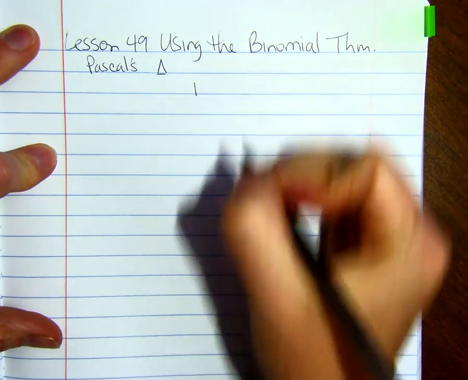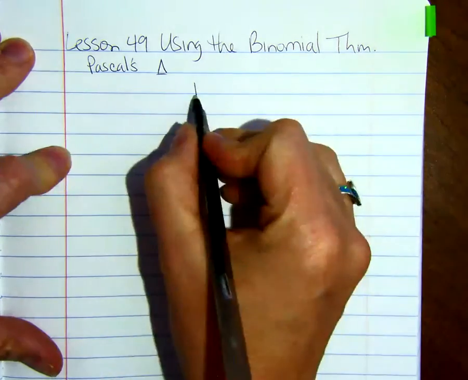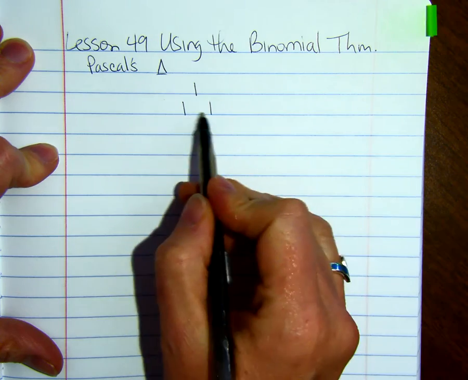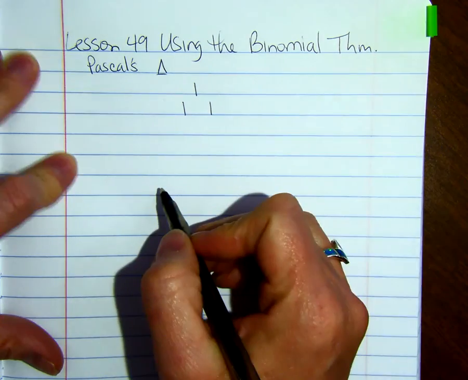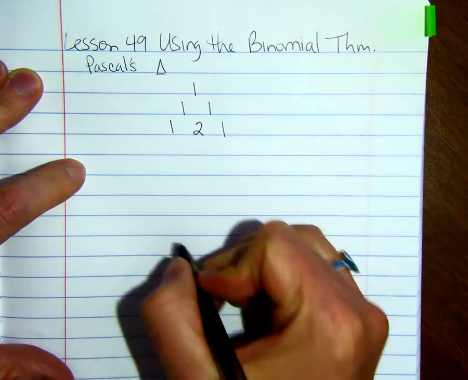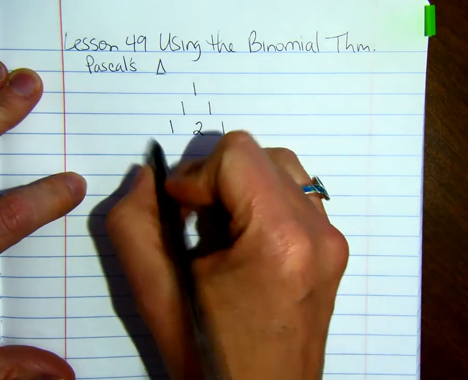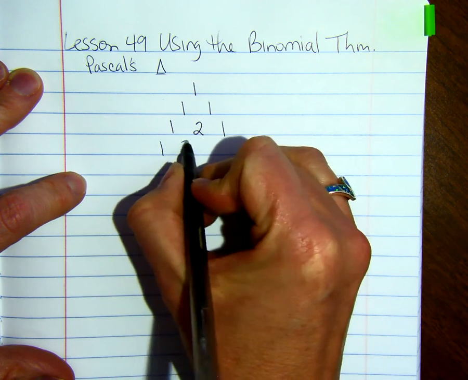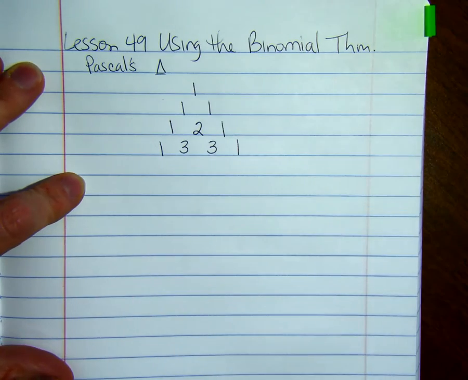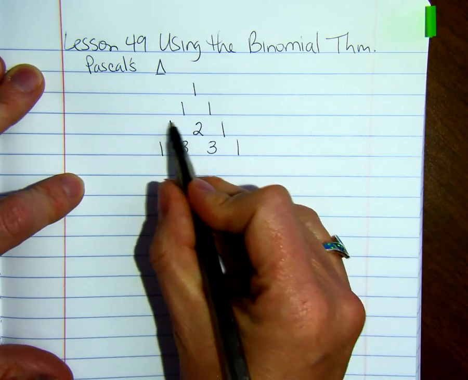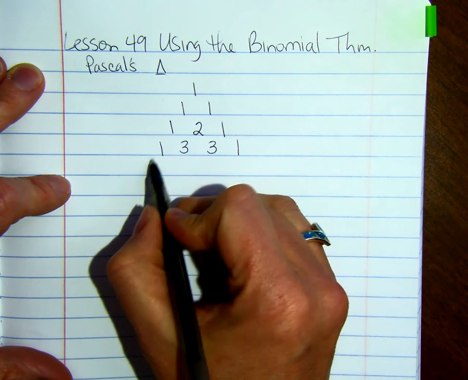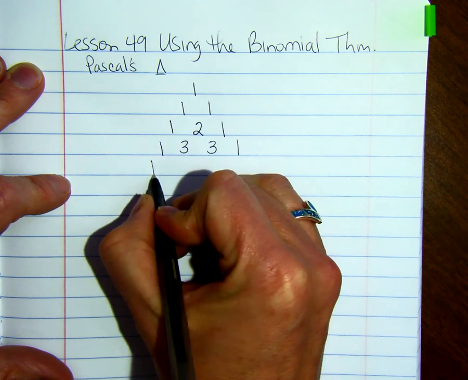So the first row is 1, the second row is 1, 1, and it's offset from the first one. The third row is 1, 2, 1. The fourth row is 1, 3, 3, 1. And the way you find your numbers is you add the two numbers above the space you want to do. So like right here, the two numbers are 1 and 0, so you put a 1.